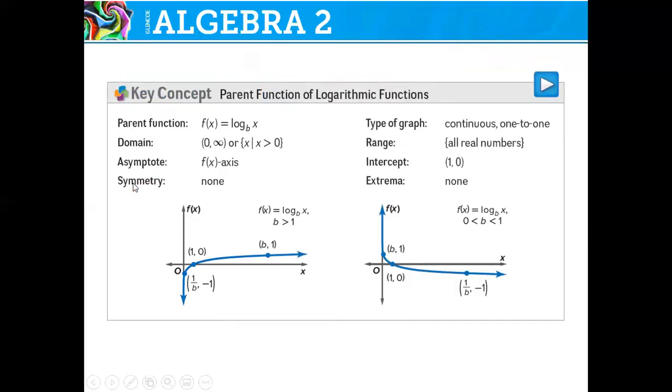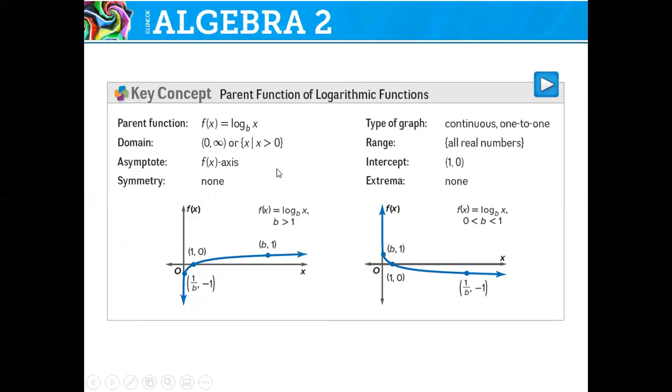Okay, moving on. Now, this is the parent function of the logarithmic functions. So this is the parent graph. f of x equal log base b of x. If b is greater than 1, this is how my graph will look. And if b is between 0 and 1, this is how my graph will look. My intercept is (1, 0) in both of them.